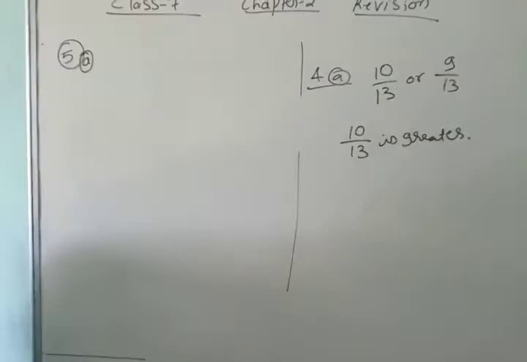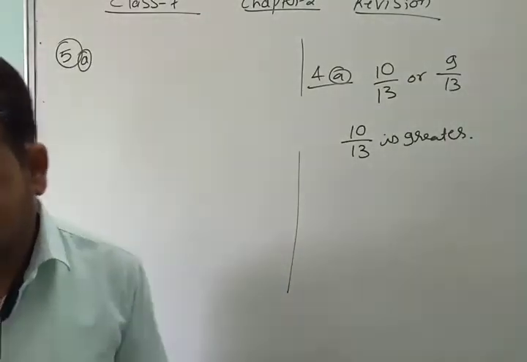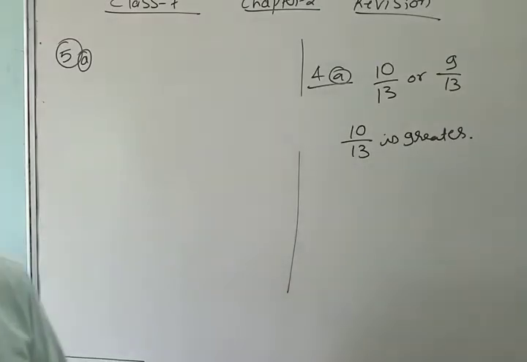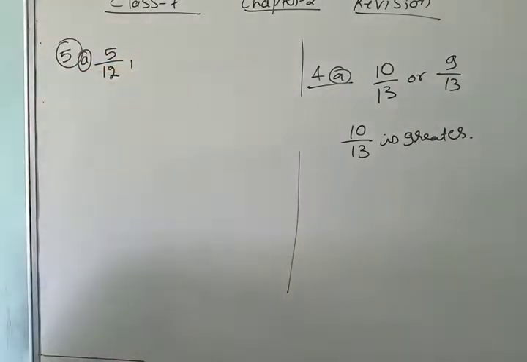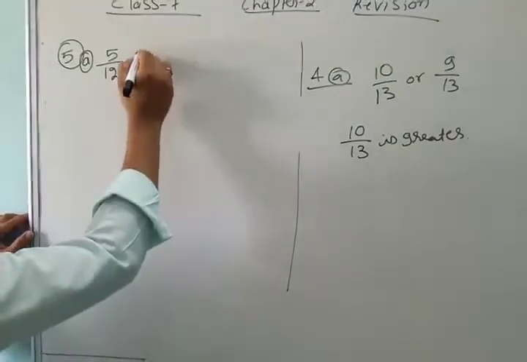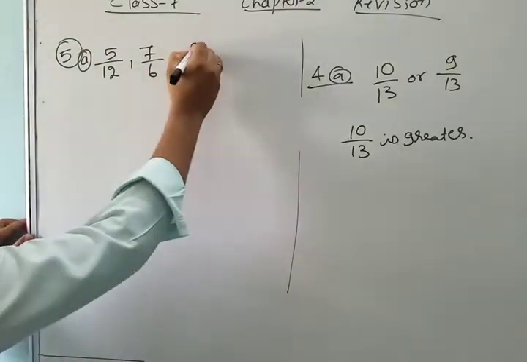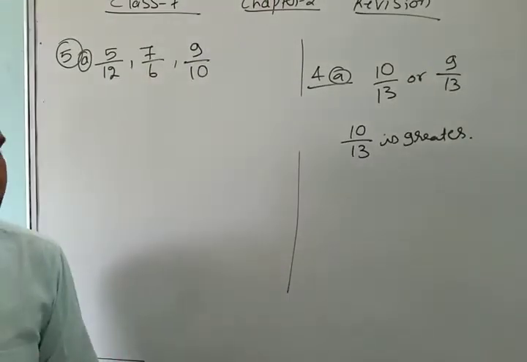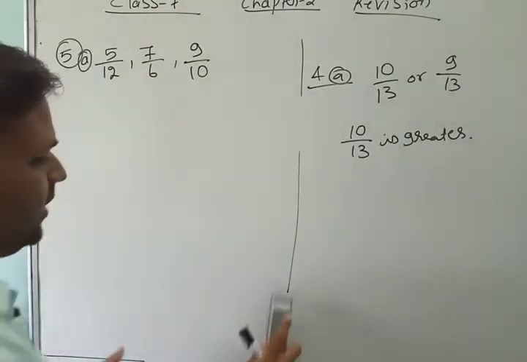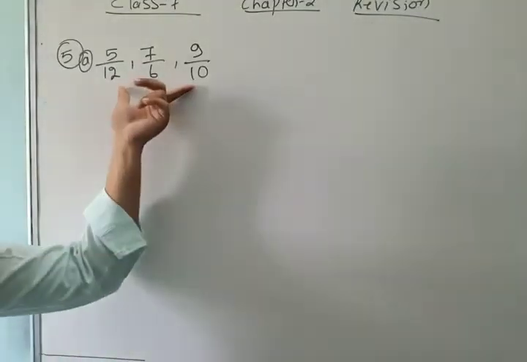Fifth A. In fifth and sixth, in both questions we have to arrange the fractions in ascending order or descending order. Both have the same process. We will solve one question, that is 5 upon 12, 7 upon 6 and 9 upon 10. So see, when arranging in ascending or descending order, firstly see the denominator part and make all the denominator parts the same.